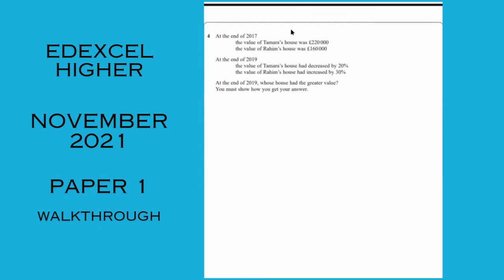On we go. So we've got T and R. One of those questions where you just go, let's look at each person individually. So Tamara's house, 220 grand, decreases by 20. So we work out 10%. You could divide by 5 and go for that. I'll do the old 10%, 1%, and so on. Don't need 1% though. 10% is take a naught off, 22 grand. 20% is double it, 44 grand.